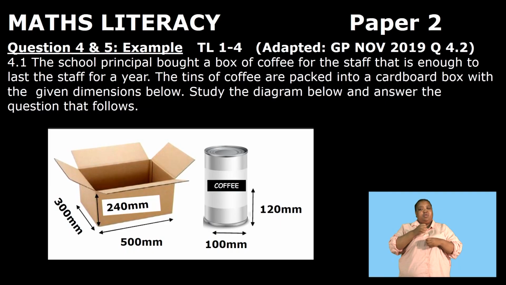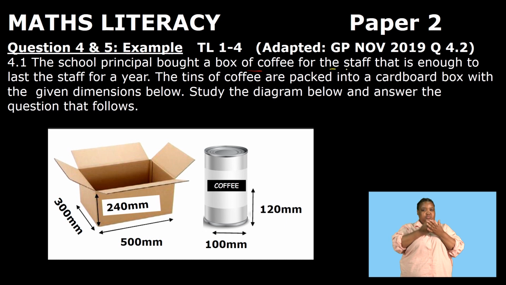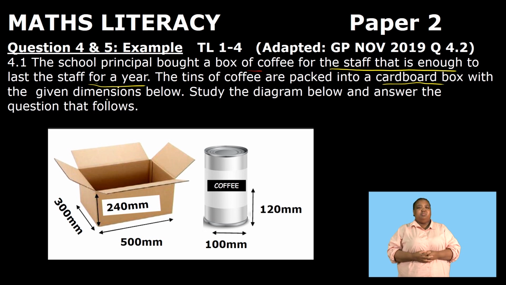Right, let's continue with question 4 and 5 examples. This one is adapted from Gauteng Province 2019, and we will only be looking at question 4.2. The school principal bought a box of coffee for the staff that is enough to last the staff for a whole year. The tins of coffee are packed into a cardboard box with the given dimensions below. Study the diagram below and answer the questions that follow.